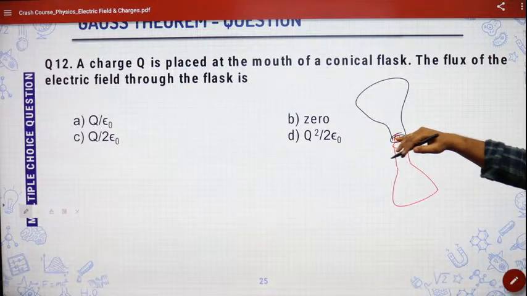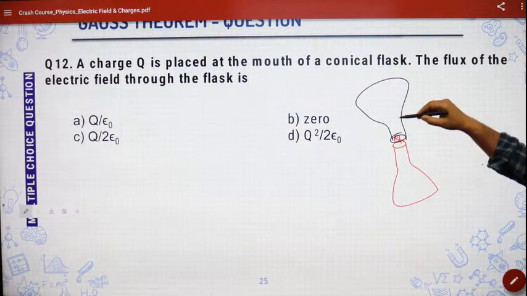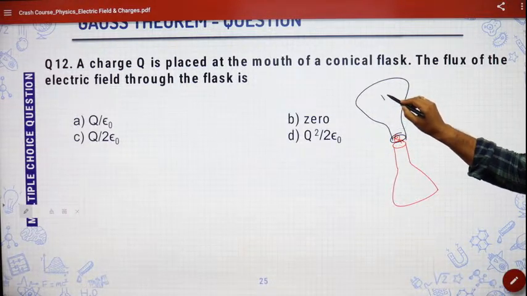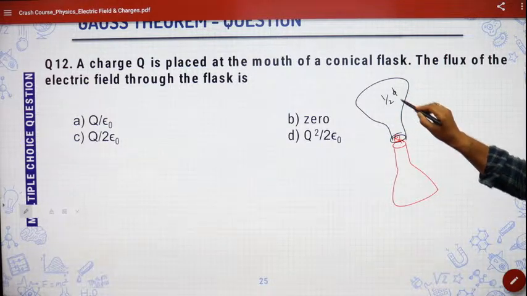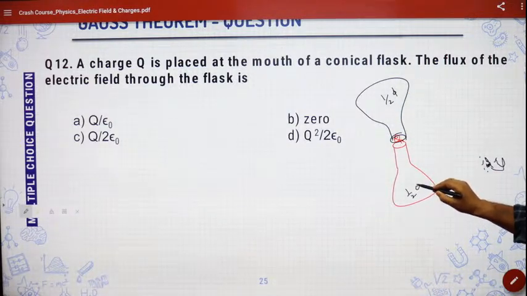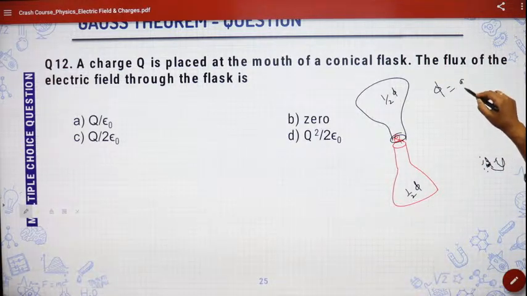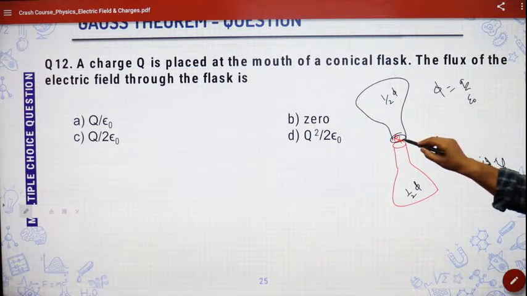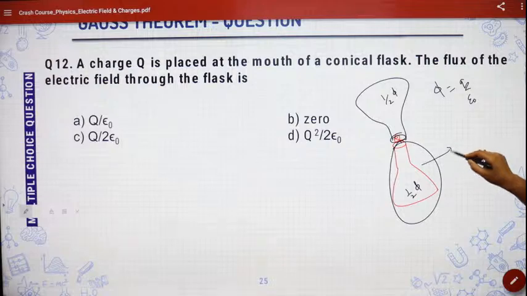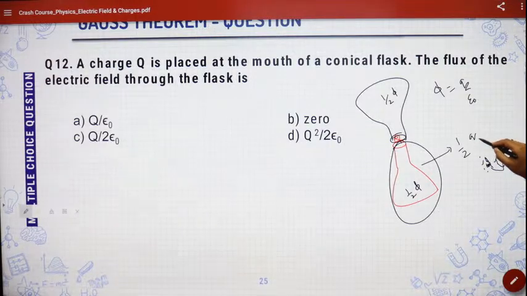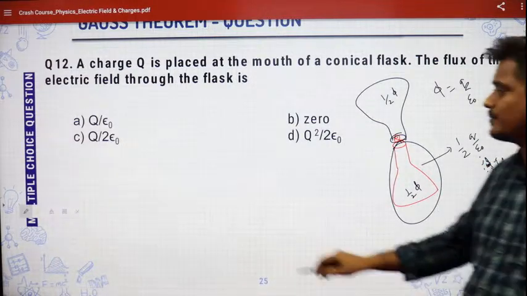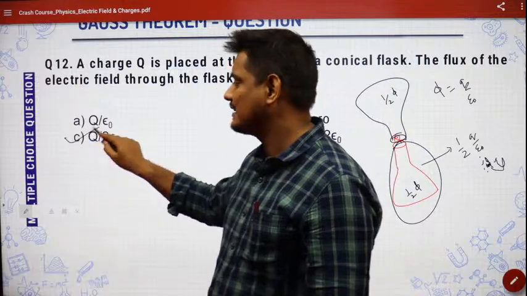So now plus Q came in the center of both. So it will share half of the total flux, and it will share half of the total flux. And we know very well what the flux is. Flux is equal to Q by epsilon naught. So through any one of the flasks, it will be 1 by 2 times Q by epsilon naught. That is Q by 2 epsilon naught. So this answer is correct.